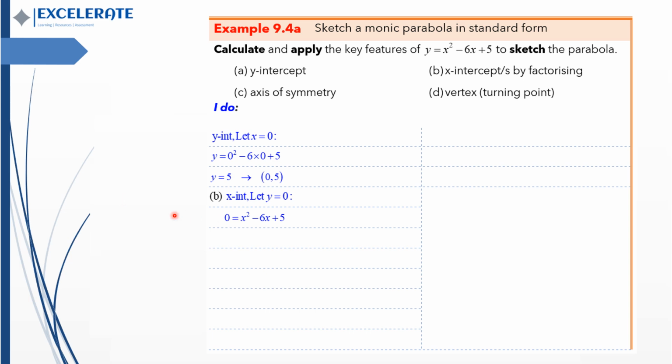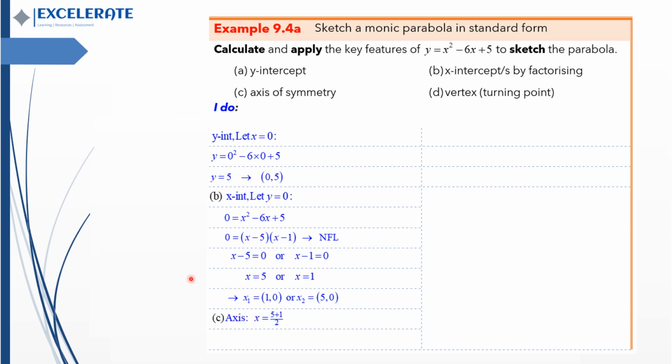Now I need to factorize by decomposing. So two numbers that multiply to give 5, that add to give negative 6, are negative 5 and negative 1. Now they're in factors, I can apply the null factor law. X take 5 equals 0, and x take 1 equals 0. Solving, I'm going to add 5 to both sides in the first one, and add 1 to both sides in the second factor, so my x-intercepts are 1 and 5.